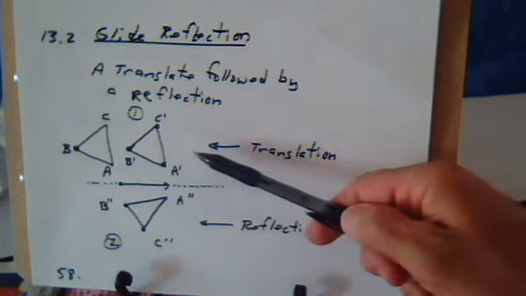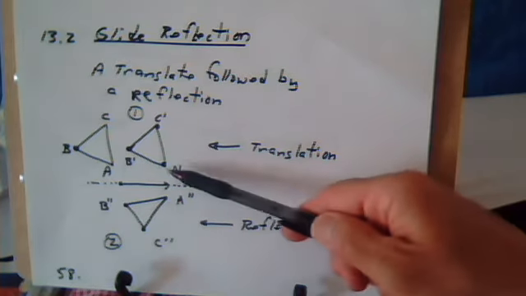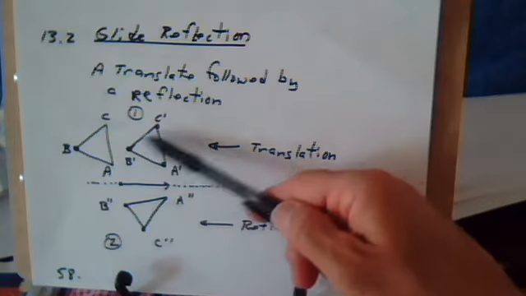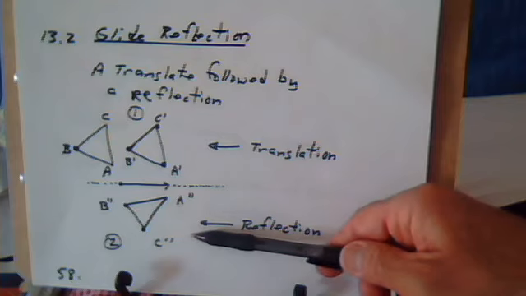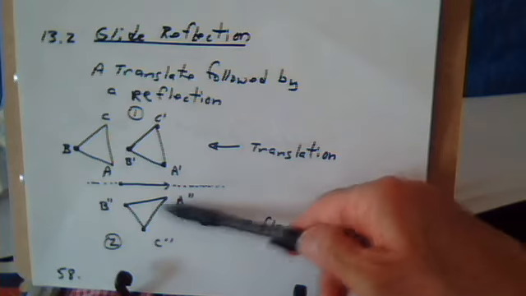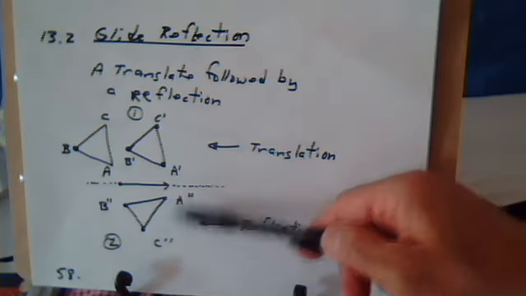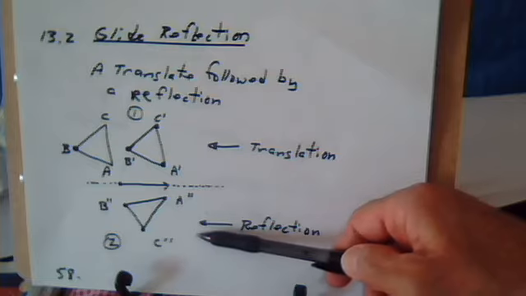We did the translation. Now we're going to reflect. We're going to let this be the line of reflection. So take each one of these points and reflect it. Reflect it, reflect it. This is the reflection part. This is the image you keep, the last one. Notice it has double primes. The one that has the most primes is the latest.